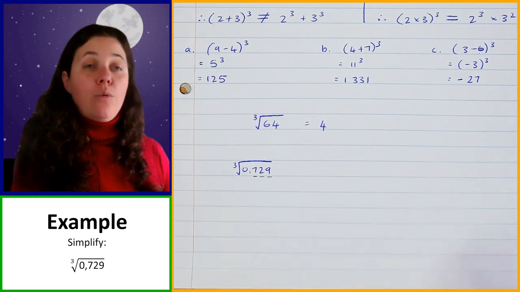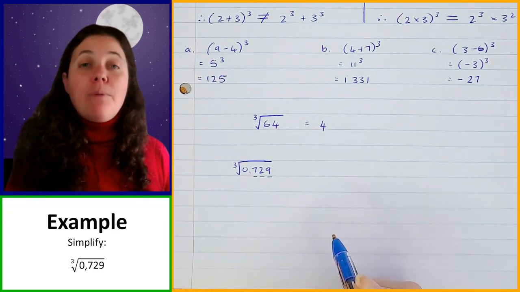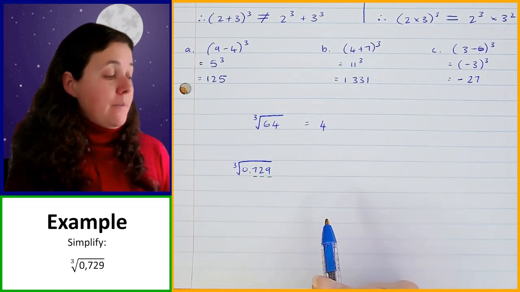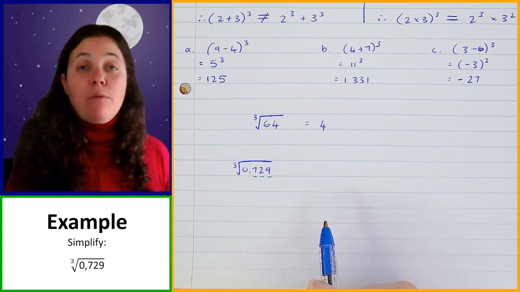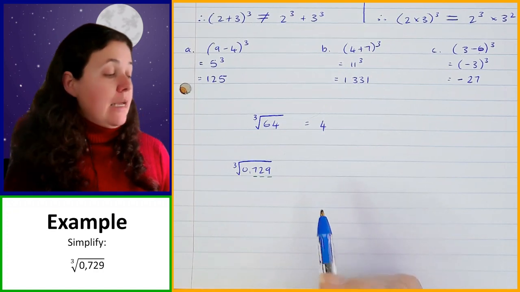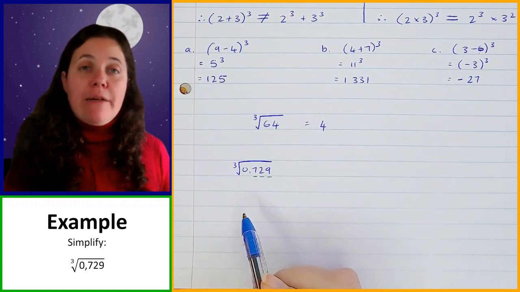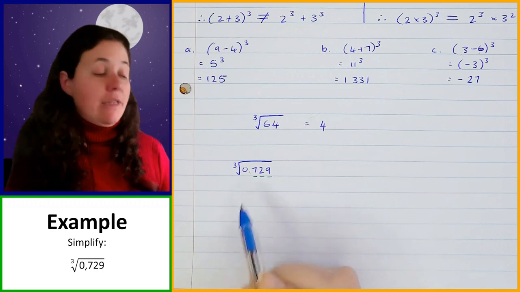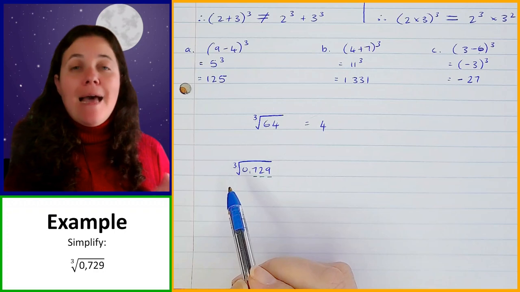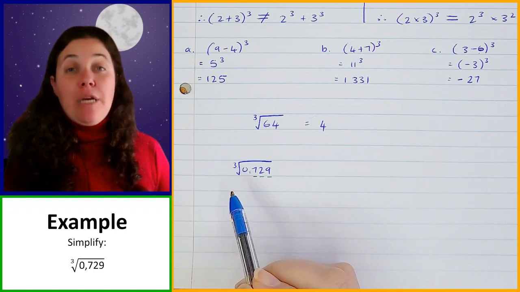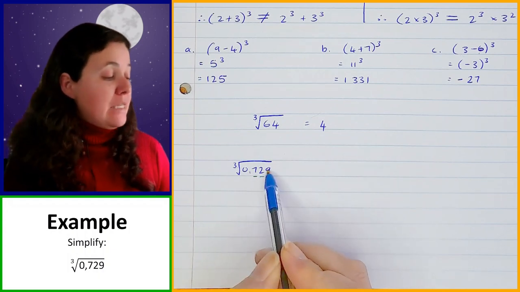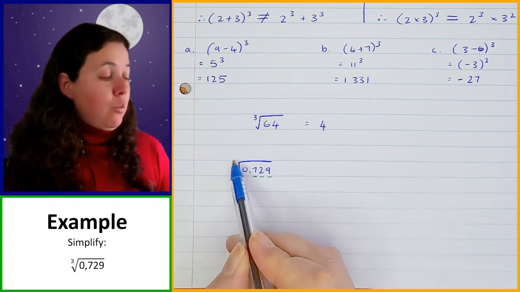When we were cubing, we said I'm multiplying the same thing together 3 times, so if I start with 1 decimal place, I'm going to have 3 altogether in my answer. Here, I'm starting with 3 in my answer, and I have to ask: because I'm cube rooting, I multiplied 3 things together to start off with, so how many decimal places did they each have to have in order for me to end up with 3 decimal places? So what we're going to do is divide the number of decimal places by whatever our root is.